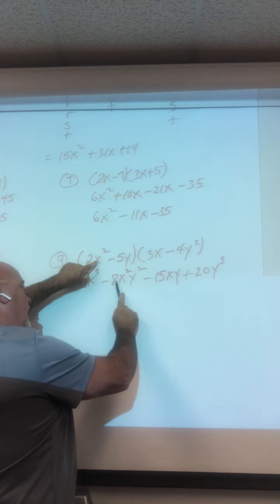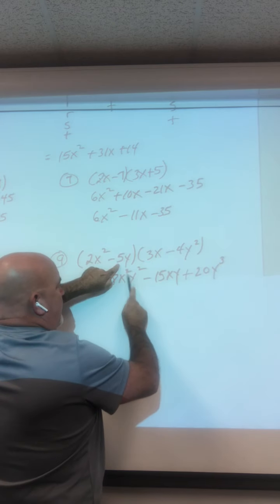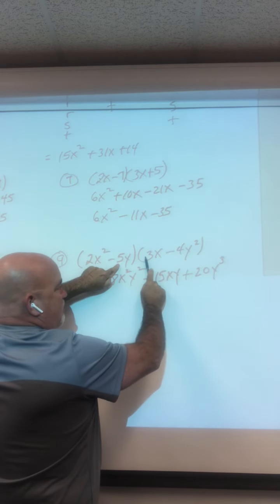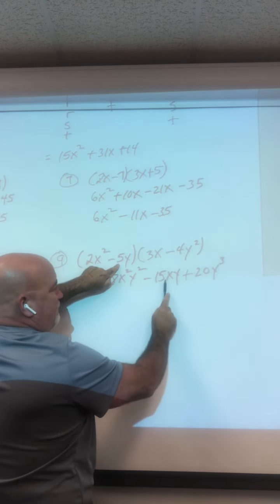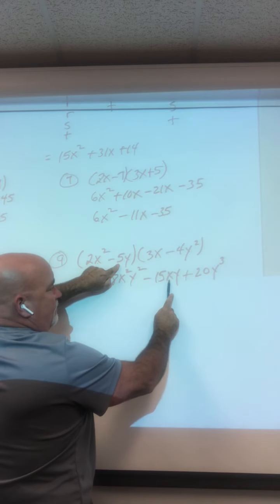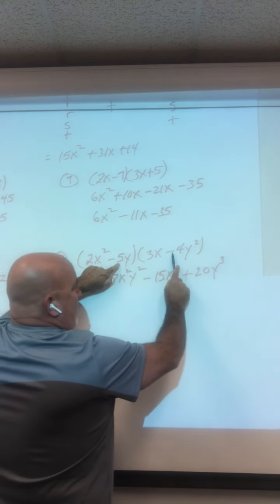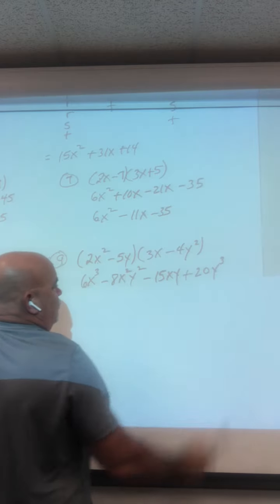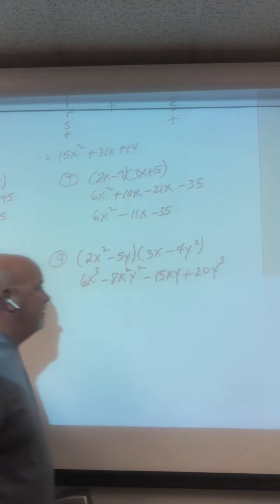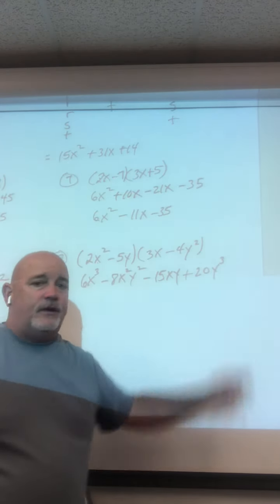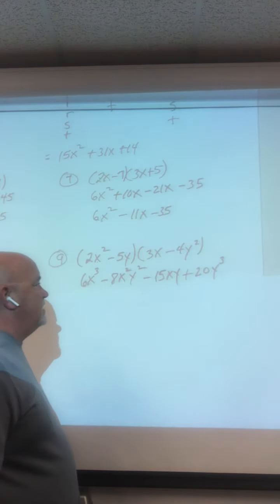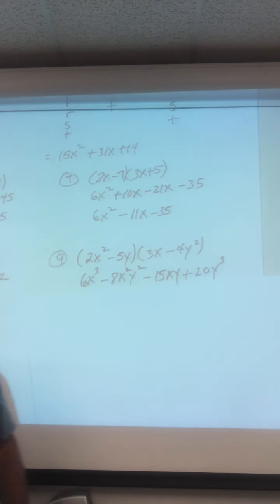You could write it y²x², same thing. Negative 5y times a positive 3x would be negative 15xy. And then negative 5y times negative 4 would be plus 20y³. All of these terms are different. So in this case, none of that adds or subtracts together. So that is the final answer to that problem. Okay?